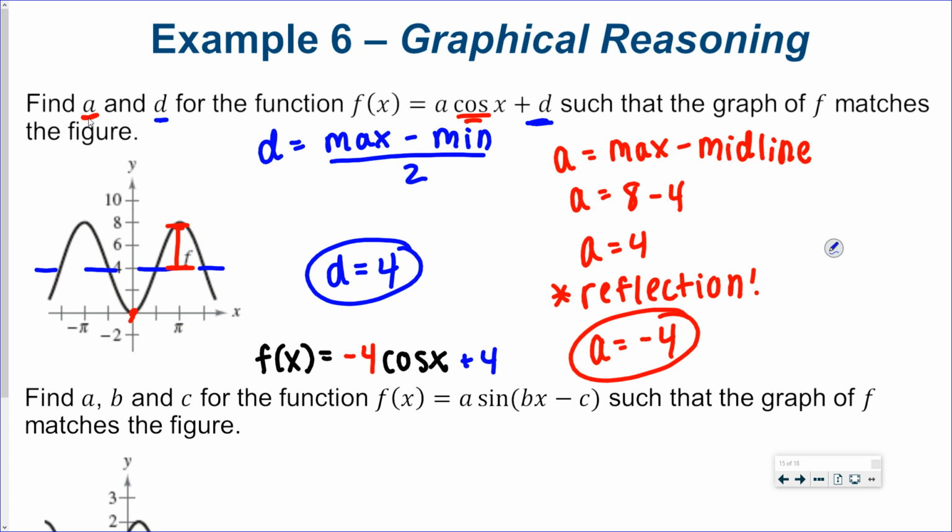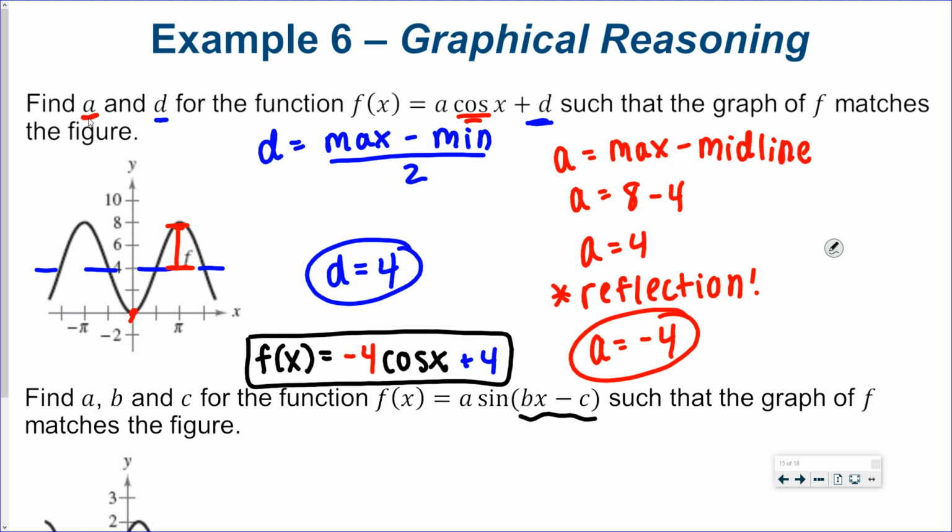And then you can quick check if this makes sense. If you were to graph this, you're like, okay, I have an amplitude of 4. Yep, that makes sense. I have a vertical shift up 4. Yep, that makes sense. And this is a cosine that starts at a min that has a period of 2 pi. Okay. That one wasn't bad because all we had to look at was the amplitude and the midline shift.